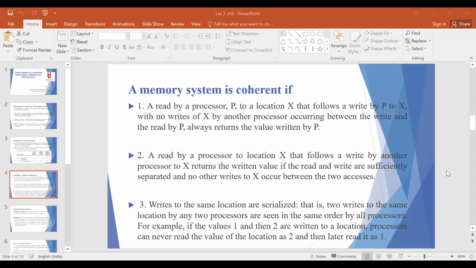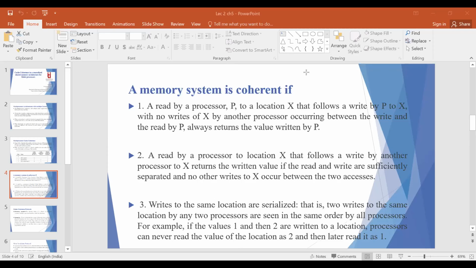Now, when do we say any system is coherent? First of all, if a read by a processor P to a location X that is followed by a write by P to X, with no writes of X by any other processor between the write and the read, then the read by P always returns the value which is written by P. So this is what it actually means. I'll just draw it for you.